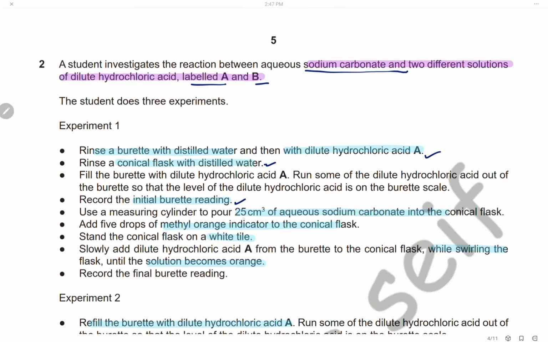Using a measuring cylinder, measure 25 centimeter cube of aqueous sodium carbonate, put it in a conical flask, use methyl orange indicator, stand the flask on a white tile, add hydrochloric acid slowly from the burette while swirling the flask until the solution changes color and the color of the solution becomes orange. Then record the final reading of the burette.